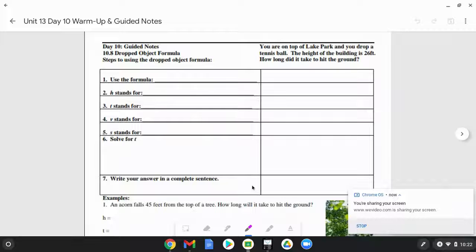Okay, we are on to something called the dropped object formula. That's a formula that takes into account gravity. If you dropped something without any wind resistance, how long would it take to hit the ground? I know outside we have wind resistance. If we dropped a feather, it's going to take a little bit. But this equation does not take into account wind resistance.